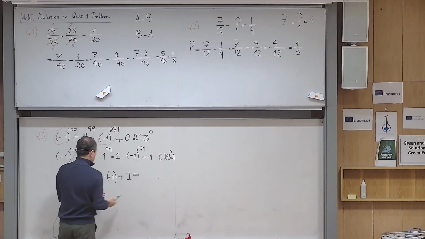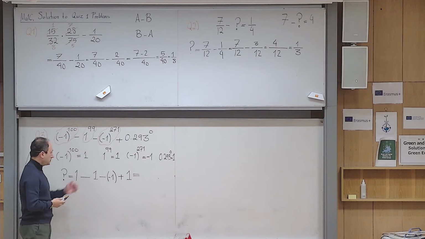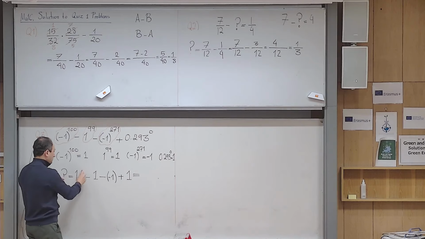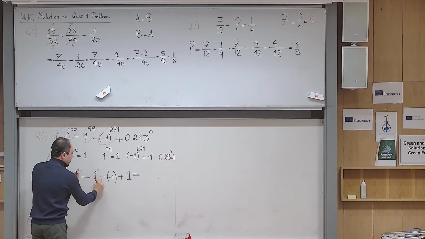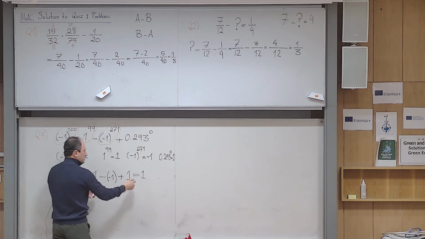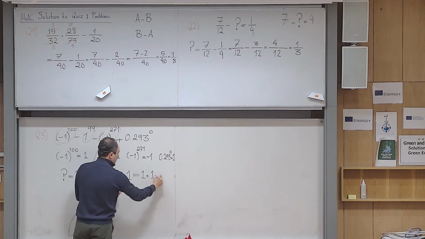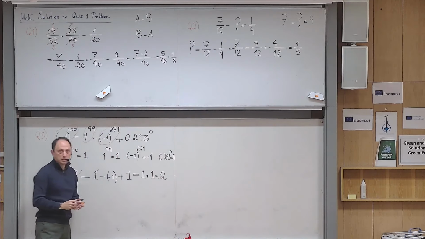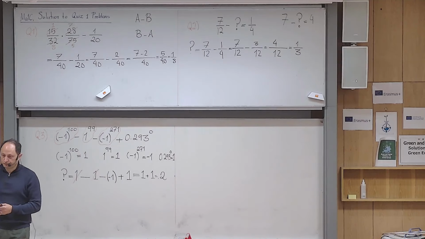And this is a very simple task now, because 1 minus 1 is completely gone. 1 minus 1 is 0. Minus minus 1 is plus 1. And I have plus another 1. So the correct answer to this problem is positive 2. Okay, let us go to the next problem.